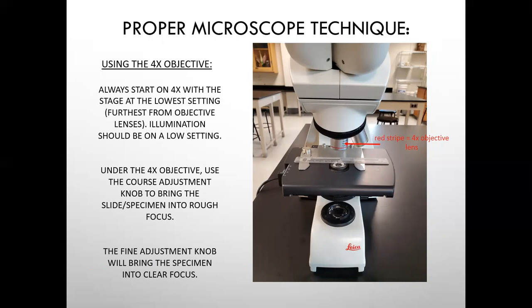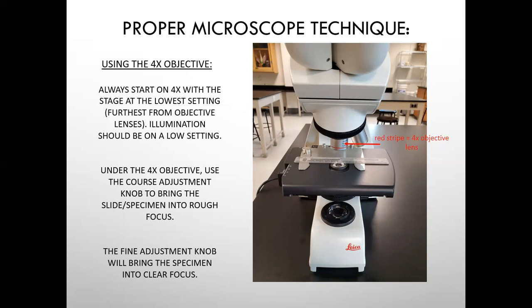So we want you to always start at the 4x, because you always want to start out the least zoomed and work your way up, okay? You also always start with the stage all the way at the bottom. So when you move that coarse focus, it's going to move the stage up and down significantly. So always start at the bottom, so you only have to twist one way until you get in focus. If you start in the middle, sometimes you don't know if you need to go up or down, and it's going to cost you a lot of extra time to hunt around and get to the proper focus.